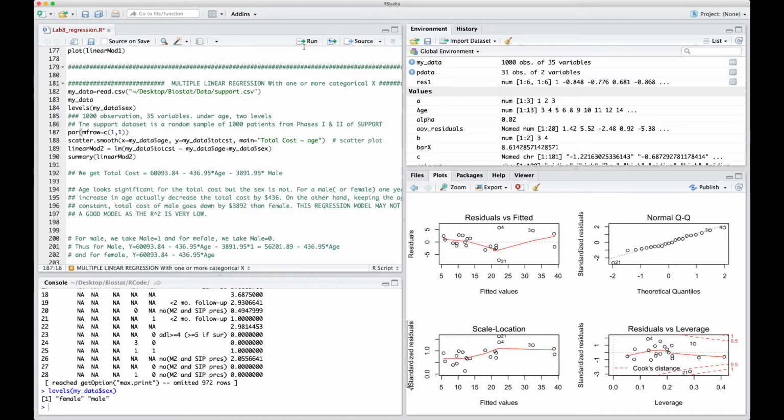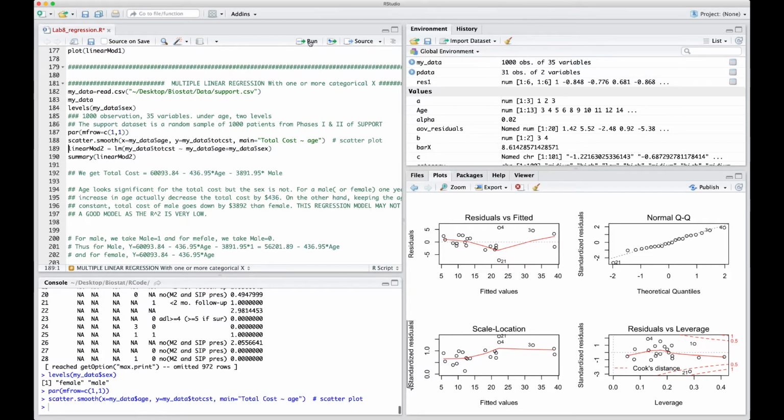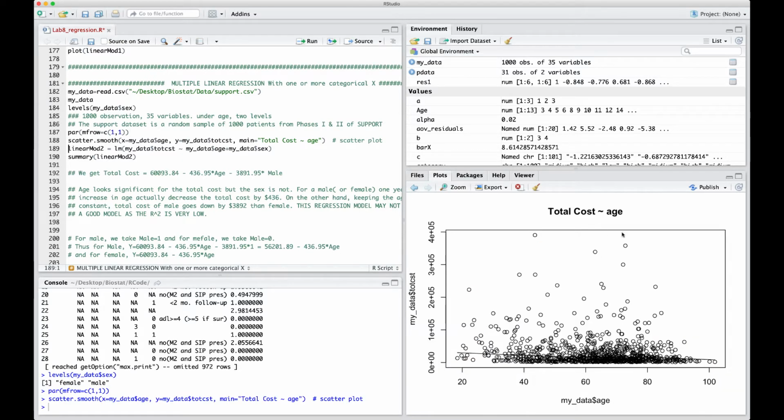Okay, so let us see the scatter plot of that support data. This is what you will get. So the age versus the total cost. Okay, age versus the total cost, and this is the linear regression line. So what is the code for that? I use something slightly different, scatter.smooth, and I put x comma y. Okay, so this is another way of doing the scatter plot. It also automatically draws the line that goes through the middle.